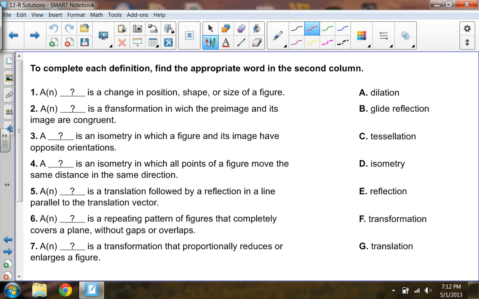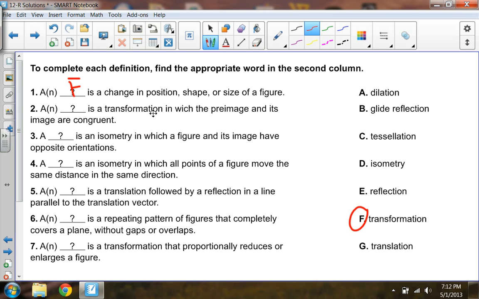A blank is a change in position, shape, or size of a figure. Well, it's what the chapter is all about. Transformations is a change in position, shape, or size of a figure. Now remember, the only real ones are change in position and orientation, except for the size, and that's with dilations. So we'll talk about those ones.